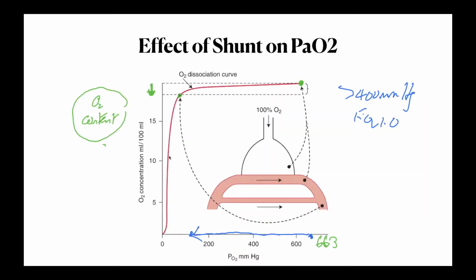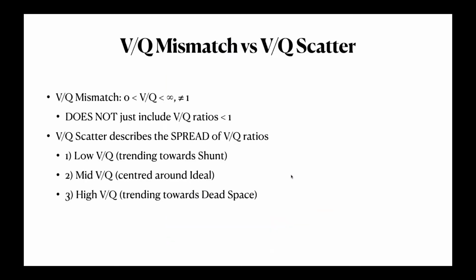So what that means is that if you're functioning on this steep part of the curve, then any effect of shunt will have a much lower effect on the partial pressure of oxygen. And that is a very important concept, because we're going to build on it when we talk about high versus low VQ units. Now you hear the term VQ mismatch and VQ scatter.